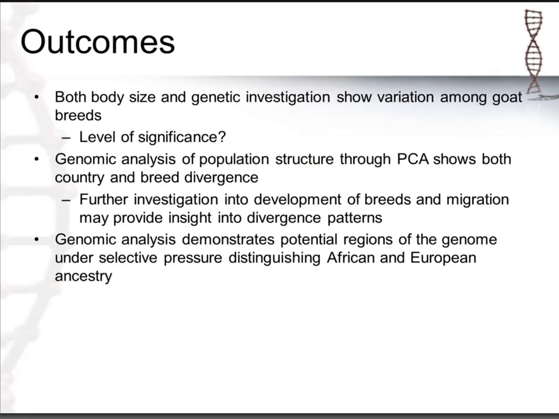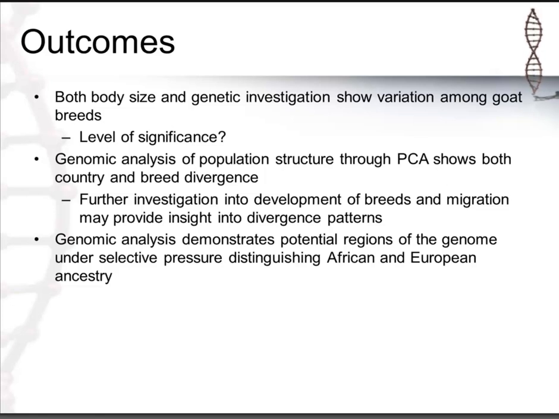So far, where we are with the African Goat Improvement Project is we've looked at both body size and genetic investigation, which does show us variation among goat breeds. And we're determining the level of significance. Are the Boer goats in the US really significantly heavier than the others, or is it really not that significant? As well, the genomic analysis and population structure through PCA generally reflects country and breed divergence, but we can look into further development of the breeds themselves, and whether this reflects any migration patterns that we can see.